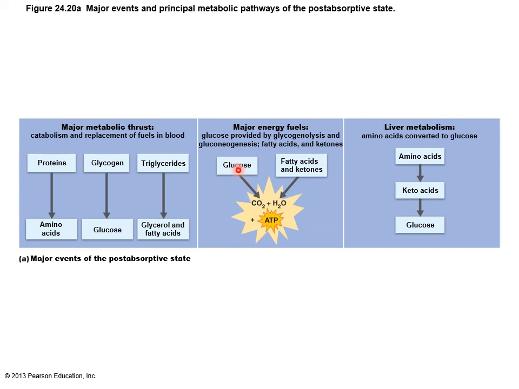And if you don't have enough glucose, you don't have enough glycogen, then for gluconeogenesis you can use fatty acids from that triglyceride molecule, and ketones. Ketones are produced from excess fatty acids. They can be produced if you make too many, but your major metabolic thrust is catabolism: breaking proteins down into amino acids, glycogen into glucose, triglycerides into glycerol and fatty acids. And the liver, if necessary, can take those amino acids, convert them to keto acids, and use them as glucose to drive processes to make ATP.